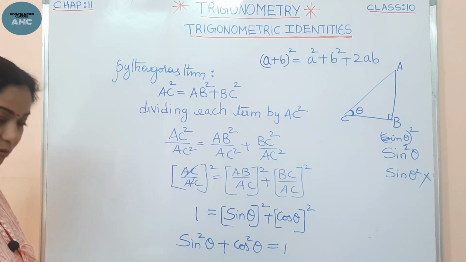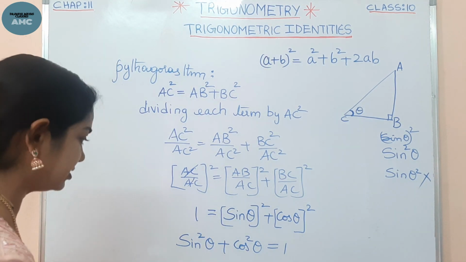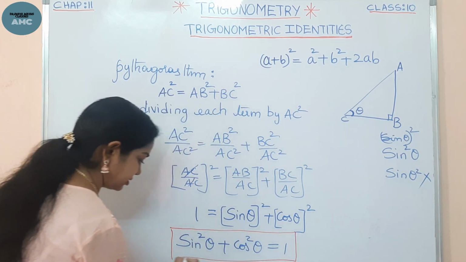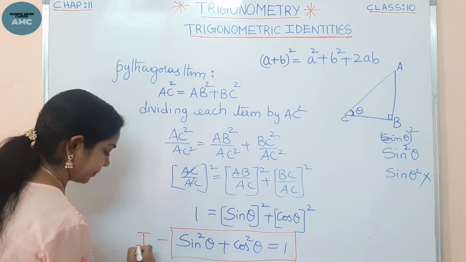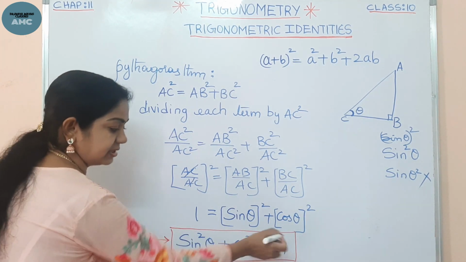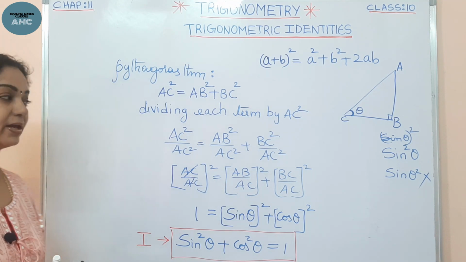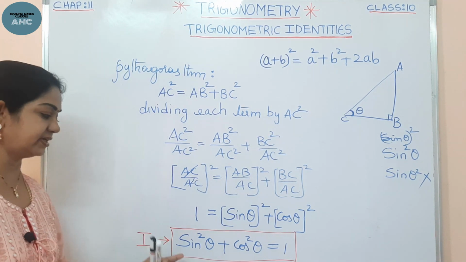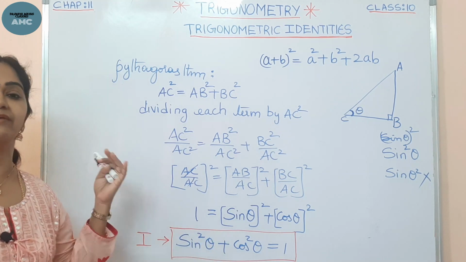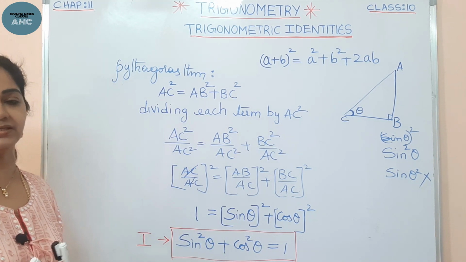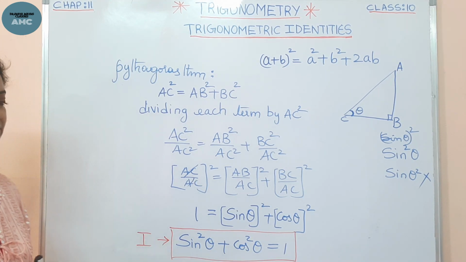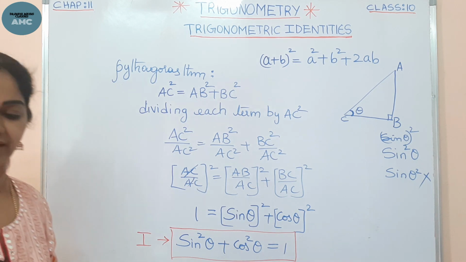Now, this forms the first trigonometric identity. Now, what is the first trigonometric identity? Sine square theta plus cos square theta is equal to 1. So, we will be deriving it like this, and we will be using this identity as we have used in the algebraic identities. We will be using the trigonometric identities to solve our problems. Pause the video and note it down. Let's see the next identity.